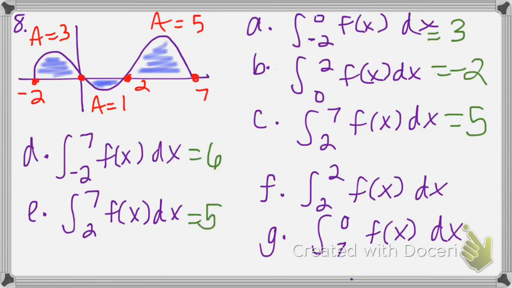F says the integral from 2 to 2. That's no area because the things are the same. And then last says integral from 7 to 0. It's backwards. So the integral from 0 to 7 would be -1 plus 5, which is 4. So the integral from 7 to 0 would be -4. We'll do some more with these properties later.